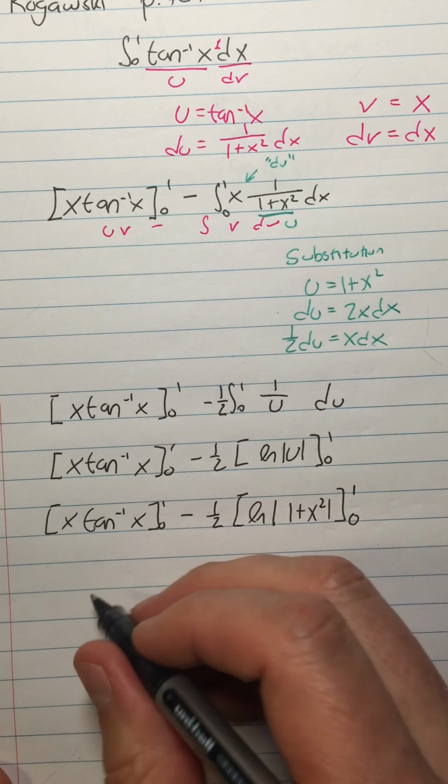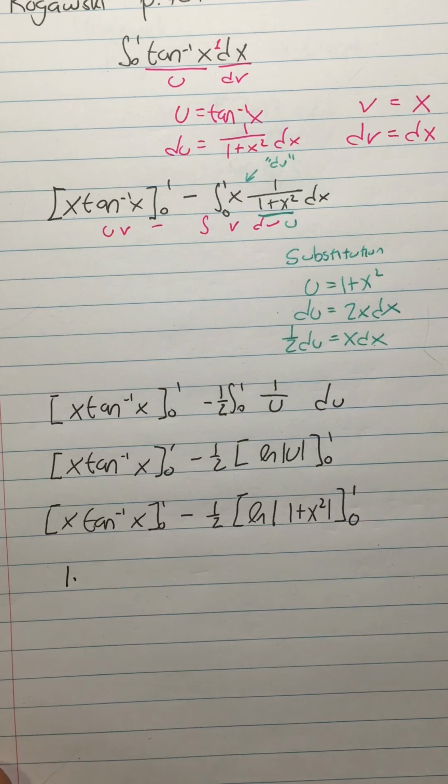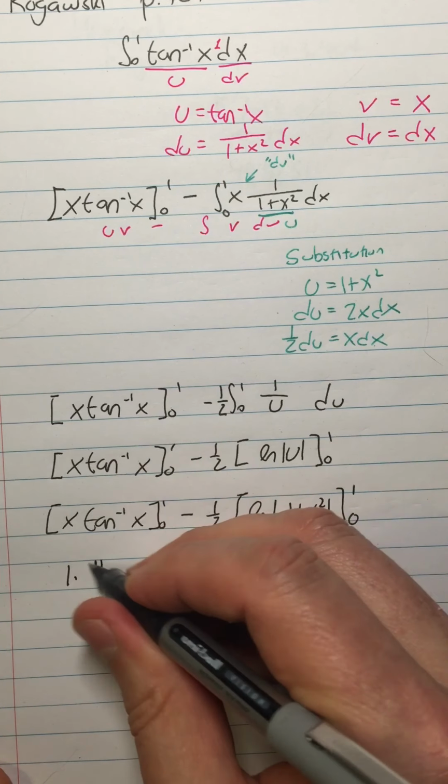So now I'm going to plug in the 1. So I have 1 times, what's the inverse tangent of 1? Huh? What's the inverse tangent of 1? You got your unit circle memorized? It's pi over 4.